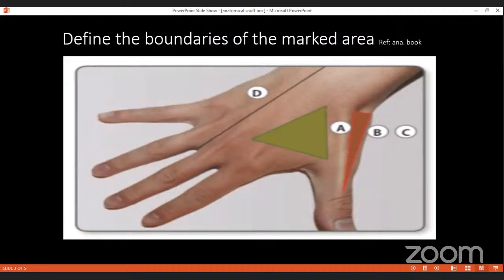It contains the radial nerve and overlies the cephalic vein. The superficial branch of the radial nerve. And the radial artery.